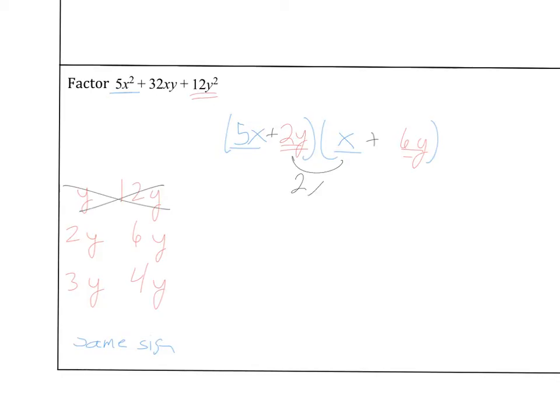These guys would make 2xy. These guys would make 30xy. These can totally combine to make 32xy. So I did it. These blue guys multiply to make 5x squared. These red guys multiply to make 12y squared. And the inner and the outer products do make 32xy. This is my final answer.